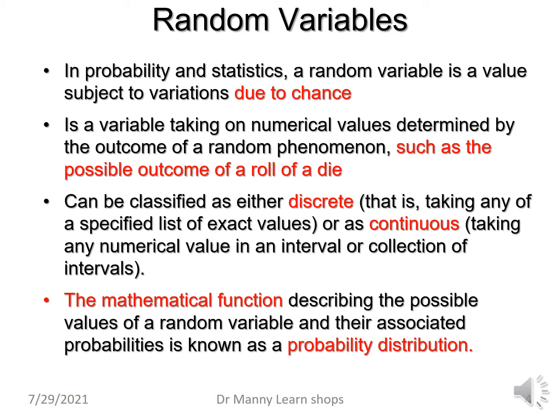In probability and statistics, a random variable is a value subject to variations due to chance. It is a variable taking on numerical values determined by the outcome of a random phenomenon, such as the possible outcome of a roll of a dice. It can be classified as either discrete, that is, taking any of a specified list of exact values, or as continuous, taking any numerical value in an interval or collection of intervals. The mathematical function describing the possible values of a random variable and associated probabilities is also known as a probability distribution.